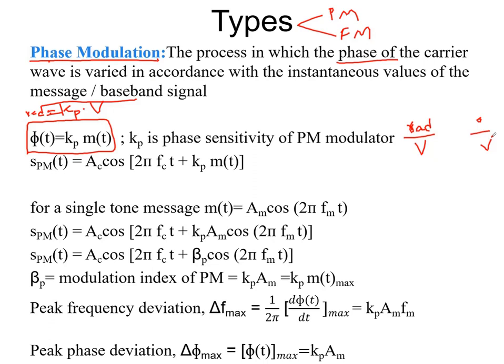If m of t is a voltage waveform, if m of t is a voltage signal, unless specified, m of t is always a voltage signal. Sometimes it may be a current signal also. In that scenario, you may express your phase sensitivity like this. There may be problems like that: radian per ampere. This is the case for what? If m of t is a current signal.